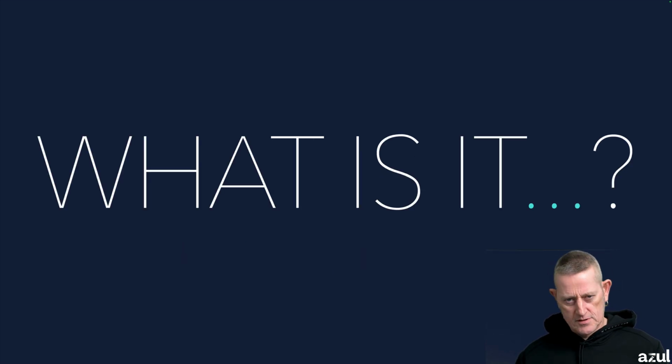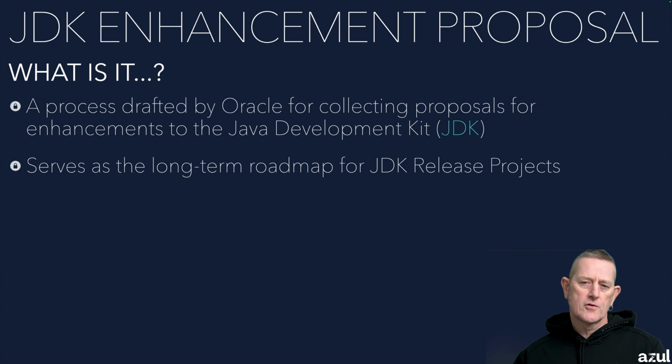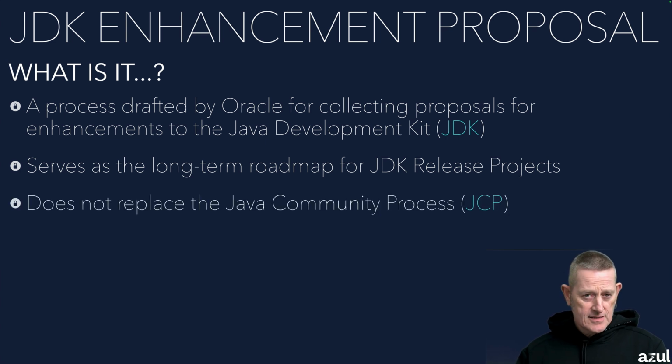This is another process which is drafted by Oracle for collecting proposals for enhancement to the Java Development Kit. So in principle, that's an idea of Oracle to make it easier for the community to propose changes in the JDK without going through the JSR process first, right? So it's an informal process. It serves as the long-term roadmap for the Java Development Kit release projects, right? So it does not replace the JCP. The JCP still has the final word in what is coming into the JDK and whatnot.